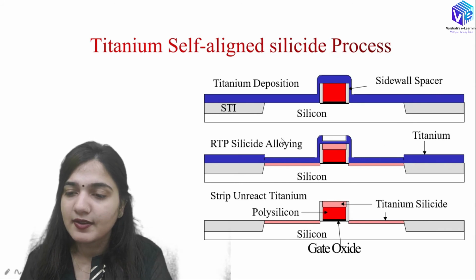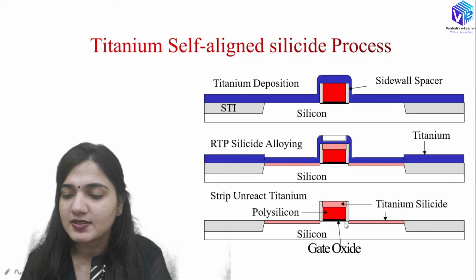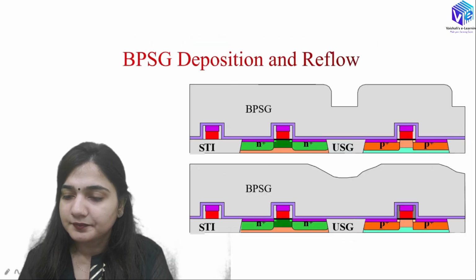So after that we have the titanium self-aligned silicide process. You can see over here, first of all we have the titanium deposition, then the titanium silicide formation, right? So this is the RTP of silicide alloying. We are doing the RTP for the silicide formation, and then we are going to strip off the unreacted titanium or the excess titanium, and this is how we will be having the titanium silicide present over here.